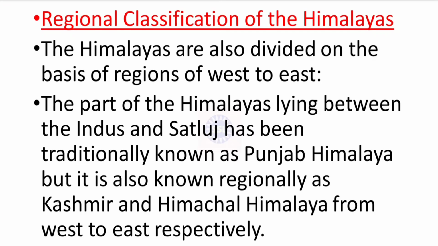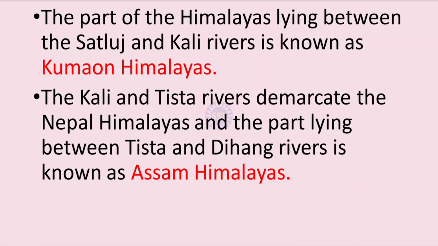And also in Kashmir, they are called Kashmir Himalayas, and in Himachal Pradesh, they are called Himachal. The part of the Himalayas lying between the Satluj and Kali river is known as Kumaon Himalayas. Between Satluj and Kali river, these Himalayas are known as Kumaon Himalayas.